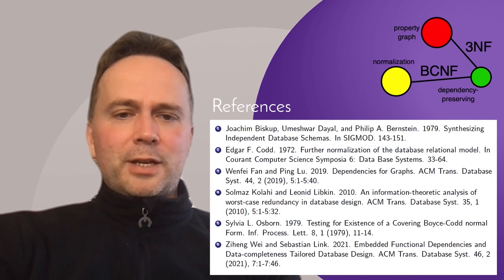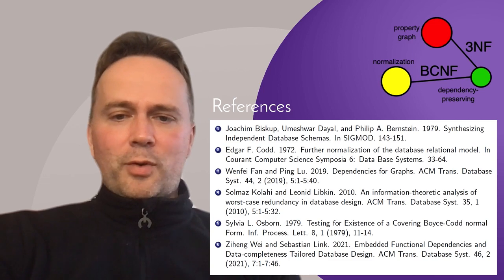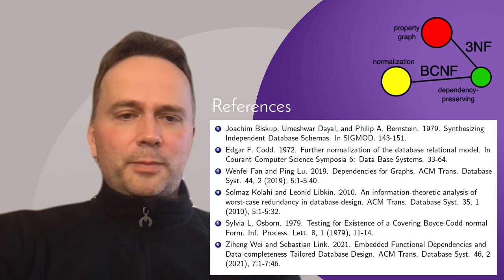Here are classical references: third normal form, Boyce Codd normal form, dependencies for property graphs, and so on.